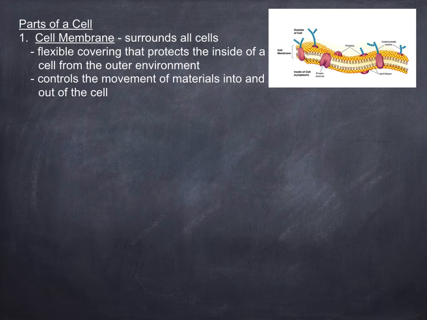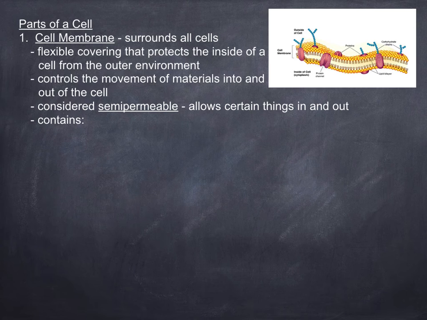So what it does is it controls the movement of materials into and out of the cell. So it decides what can come in and what can go out of the cell. It's considered what we call semi-permeable. So what that means again is that some things can come in and out, but not everything. So only some things get in.